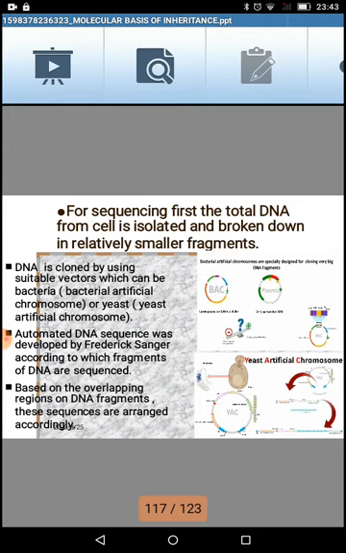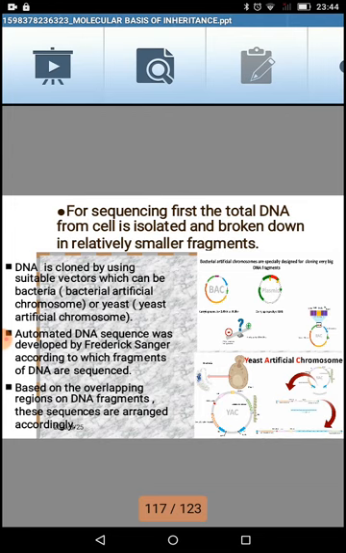In the second step, these small fragments of DNA were cloned with the help of some vectors. You can read the second line. DNA is cloned by suitable vectors which can be a bacteria or a yeast. This small piece of DNA, which is now separated out, was incorporated inside a bacteria or inside the yeast, and it was allowed to multiply, it was allowed to divide. So from a single fragment, many fragments were formed.